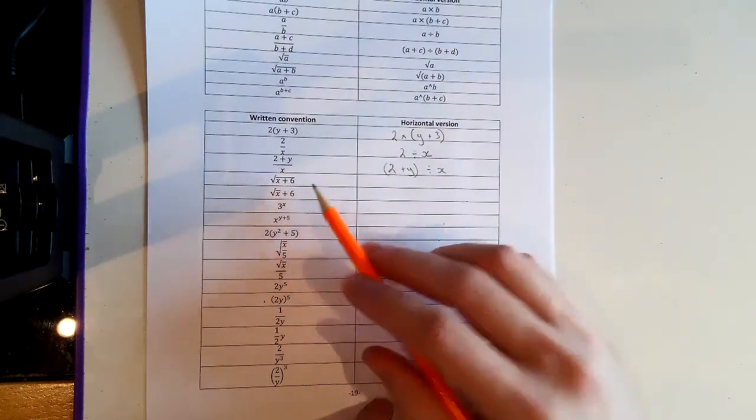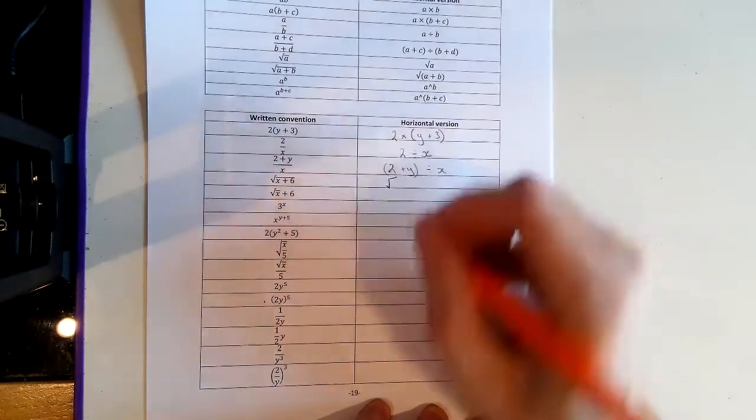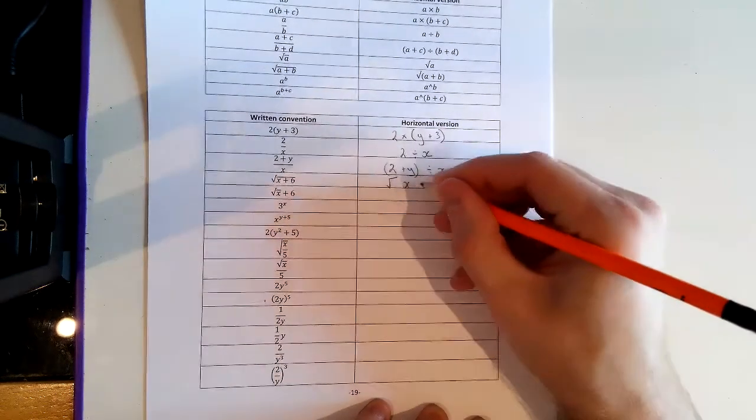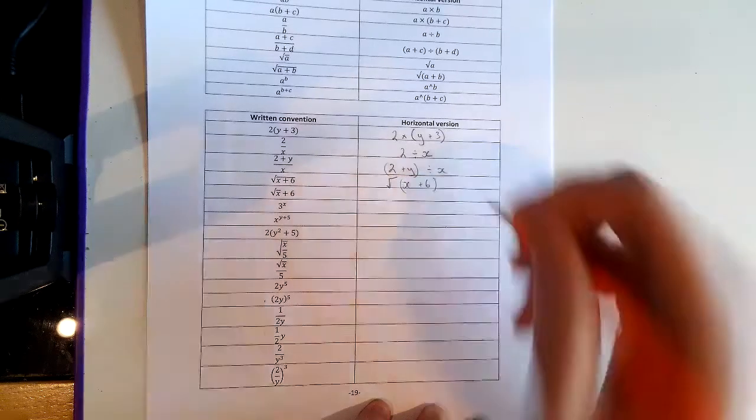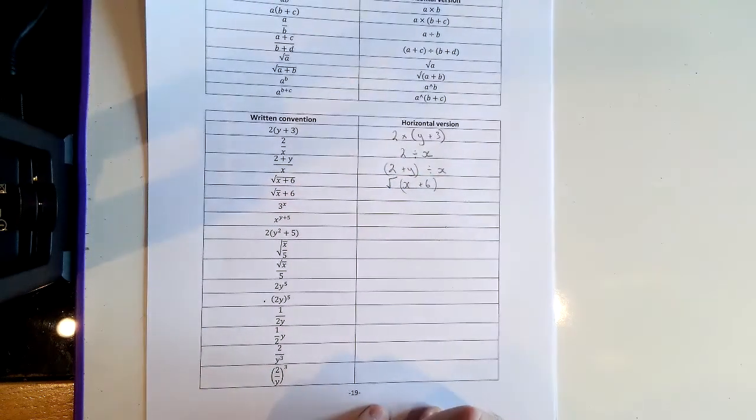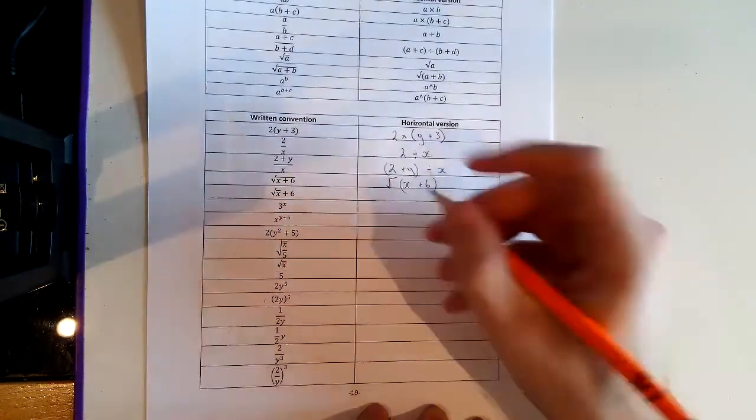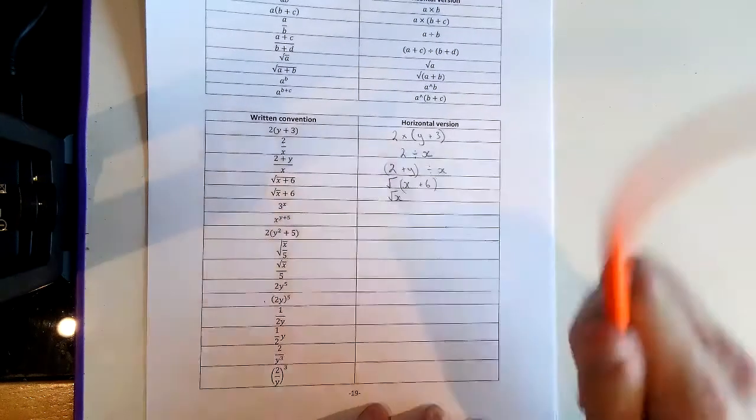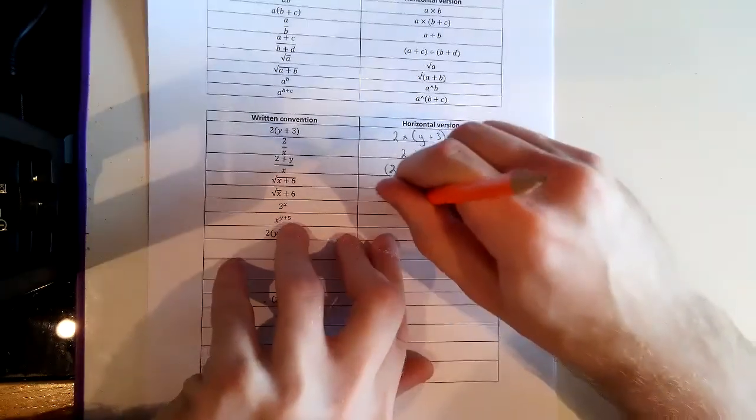Root x plus 6. So again, we only have the root symbol. So we type in x plus 6, but I don't need brackets because I want to root all of it. Root x plus 6. So root x, sorry, the calculator wouldn't put the x underneath the square root.